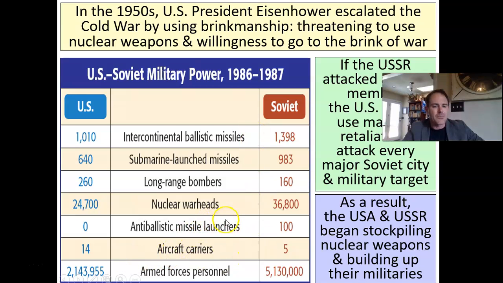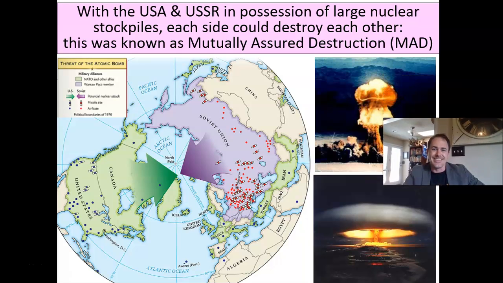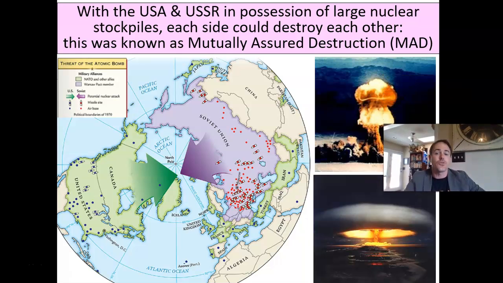I mean, just the sheer numbers of 50,000, 60,000 nuclear warheads is staggering. It's staggering how many nukes were pointed at each other, right? And this idea that we could destroy you is known as mutually assured destruction. Don't launch at us, we could destroy you. And really what they meant by that is the world could be destroyed.